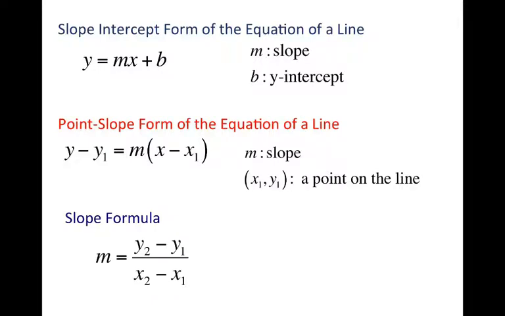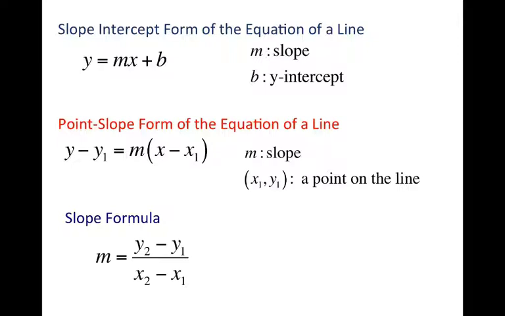Alright, on today's lesson on writing equations of lines, we have two ways that we can write the equation of a line. You can write it in slope-intercept form, which is y equals mx plus b, and I know y'all have seen that in Algebra 1. The m is for slope, the b is for your y-intercept. And then we also have point-slope form.